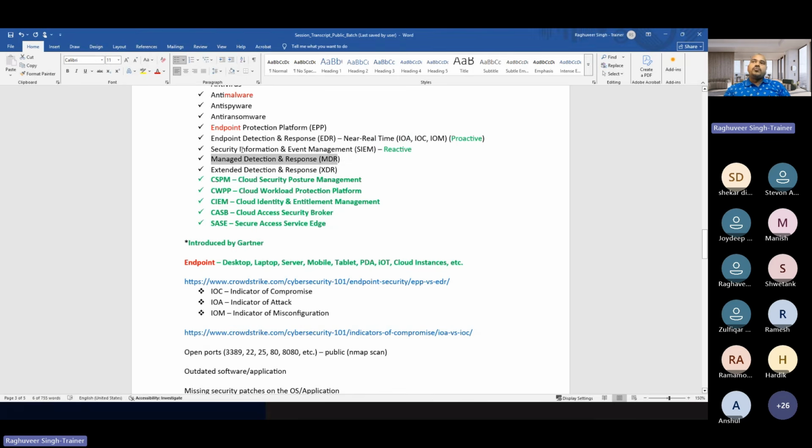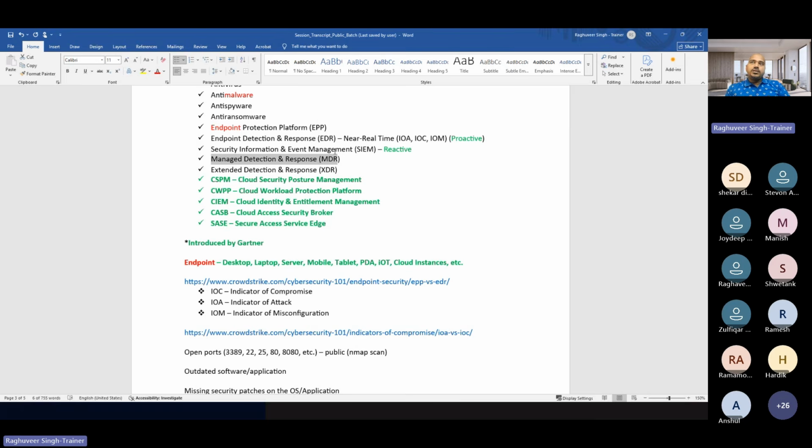Now, how is it different from EDR and SIEM? Managed detection and response basically means that an organization doesn't need to spend capital or resources or hire employees to manage the security. They can outsource their security services to other organizations who act as a managed security service provider, known as MSSP. And these managed security service providers will provide 24 across 7, round the clock security support to the organization. That's one aspect of it.